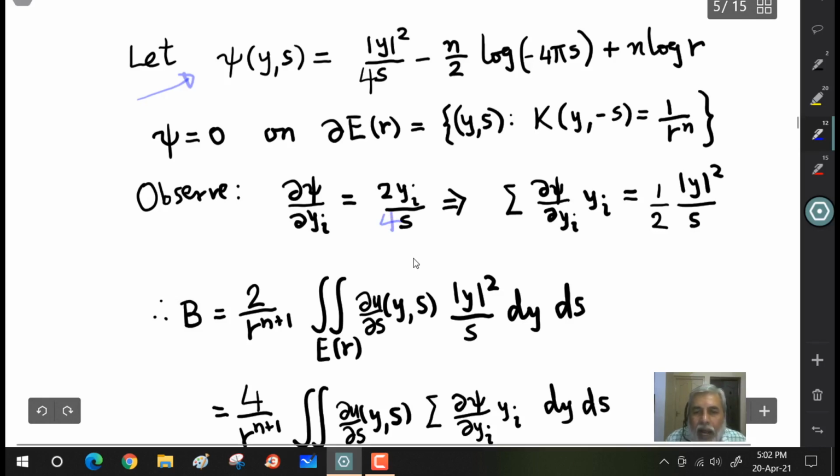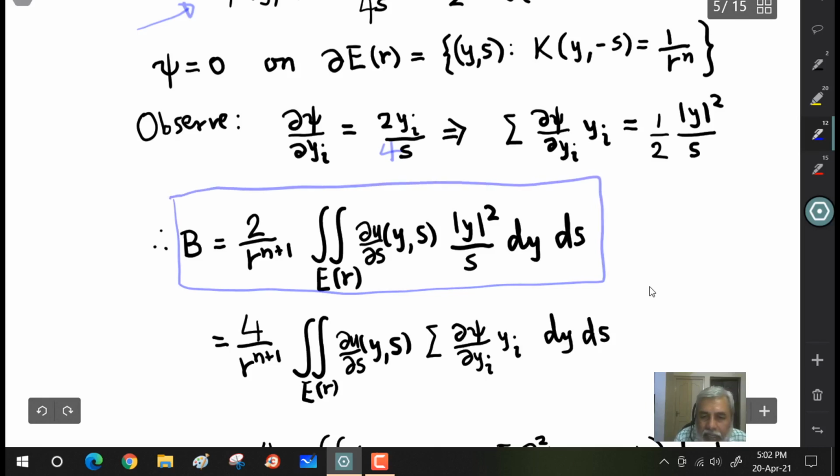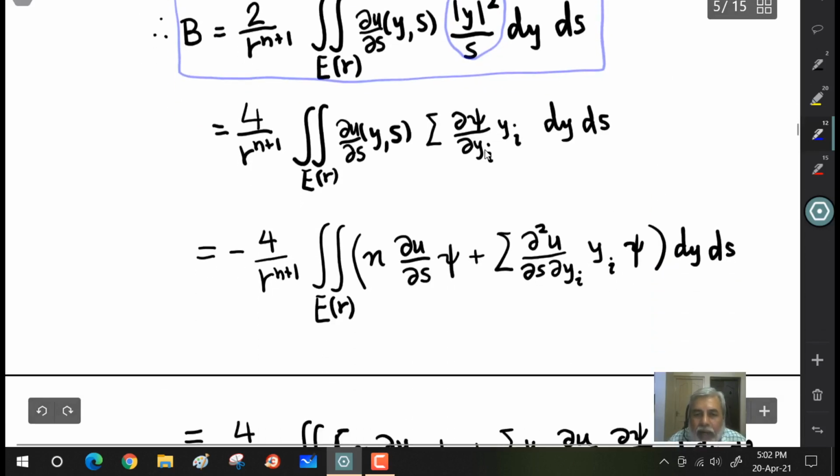Okay, and now again you multiply by yi and sum over all i. So that gives me 1/2, and that gives me |y|^2 by s. So in this b integral, this is our b, I am going to replace this |y|^2 by s by this in terms of this del psi by del yi, and that's what I have done.